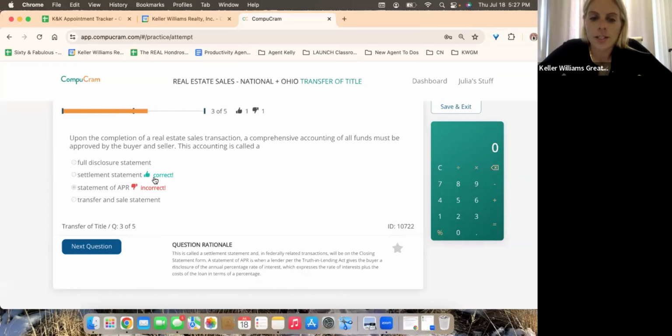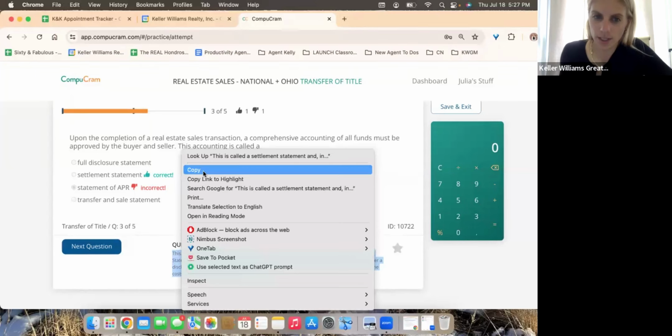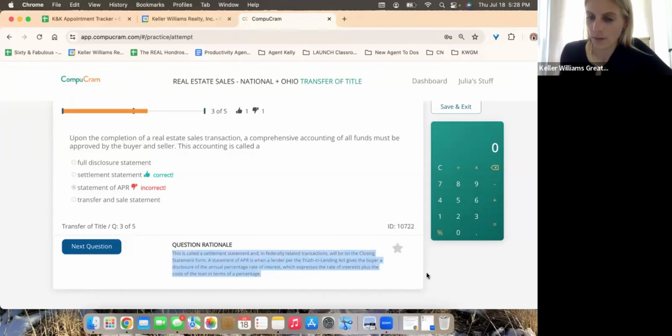This is called a settlement statement, and in federally related transactions it will be on the closing statement form. A statement of APR is when a lender, per the Truth in Lending Act, gives the buyer a disclosure of the annual percentage rate, which expresses the rate of interest plus the cost of the loan as a percentage. The statement of APR is found throughout the process, but when it comes to the funds of both buyer and seller, that is the settlement statement on your closing statement form. That was tricky.